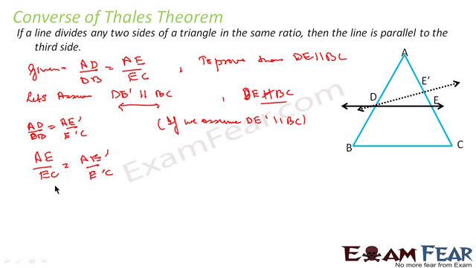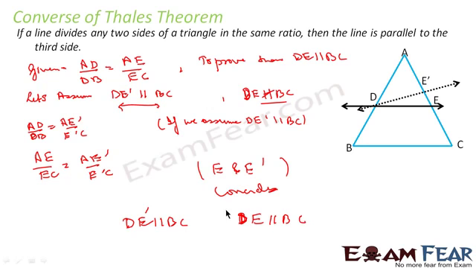Looking at this equation, I can say that E and E' coincide, because AE by EC is equal to AE' by E'C. That means E and E' is the same point I'm talking about. Thus, we can say that DE is parallel to BC. Why? Because DE' is parallel to BC, we assume, and we know that E is E', right? So instead of DE', I can write DE. This is DE is parallel to BC, and this is very simple.